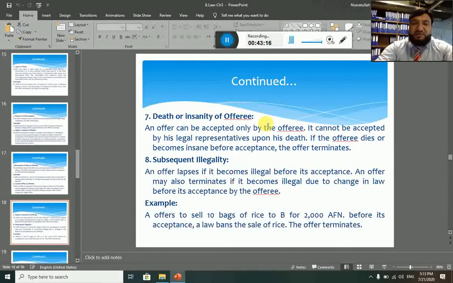For example, someone makes somebody an offer and before the acceptance he dies or becomes insane, the offer is revoked. But when he accepts the offer and the acceptance is communicated to the offerer, then the offer is okay because the promise is already created. Then the legal representatives of the offeree will continue with that contract with the offerer.